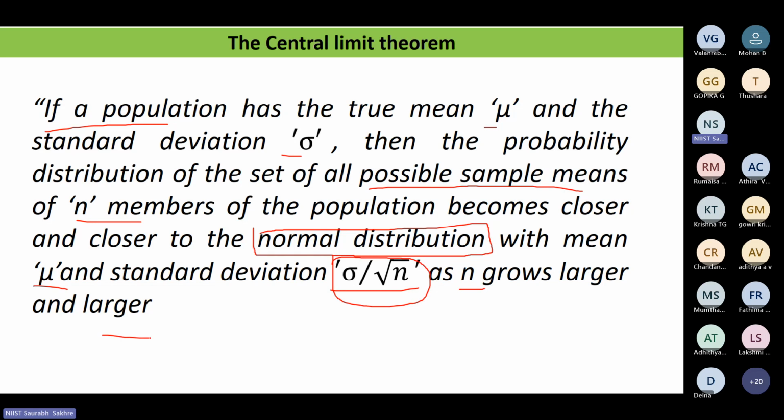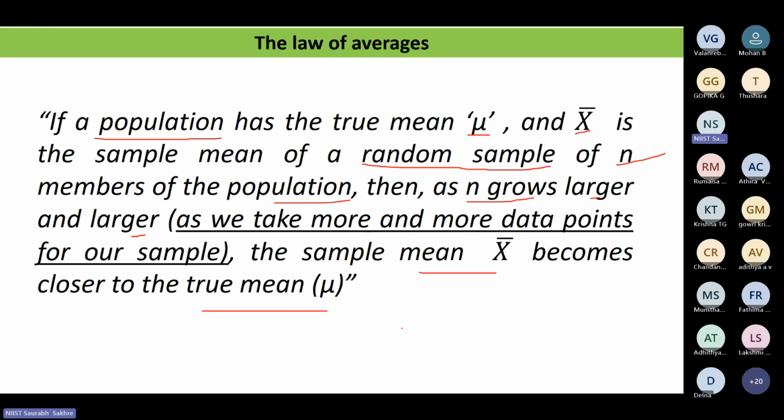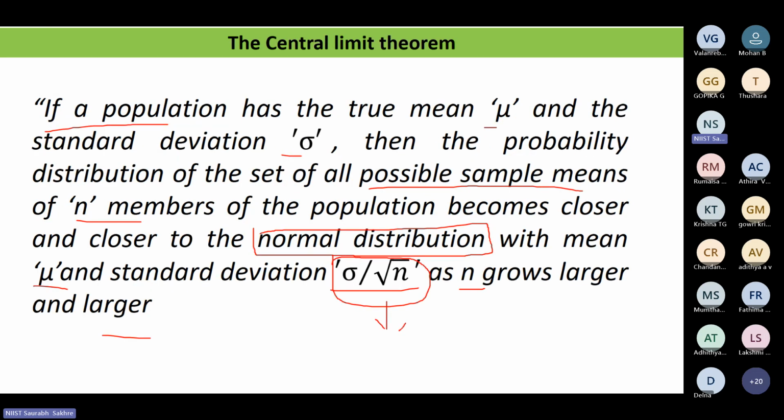So if I am taking more samples, then my sample mean will move towards the true mean, with standard deviation sigma by root n as n grows larger and larger. You will understand why it is sigma by root n, because now we are going to develop one method. I hope the law of averages and the central limit theorem are clear to you.